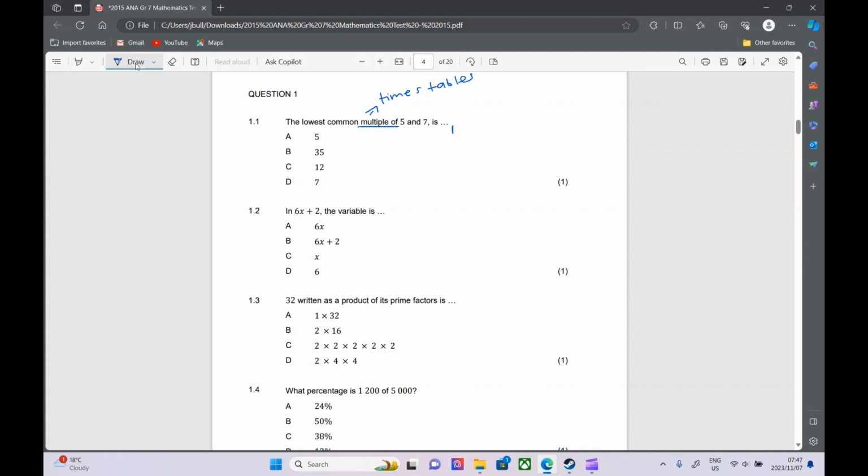So I would say, well, my multiples are 5. Remember, 5 times 1, 5. 5 times 2, 10. 5 times 3, 15. Just list out a few. The 5 times table is really easy, so I'm sure you can all do these quite quickly.